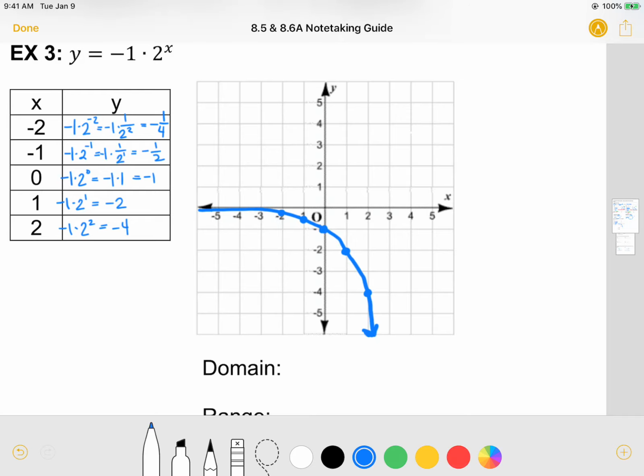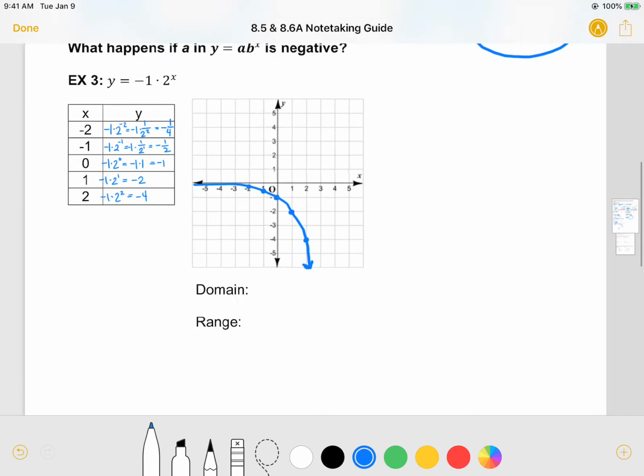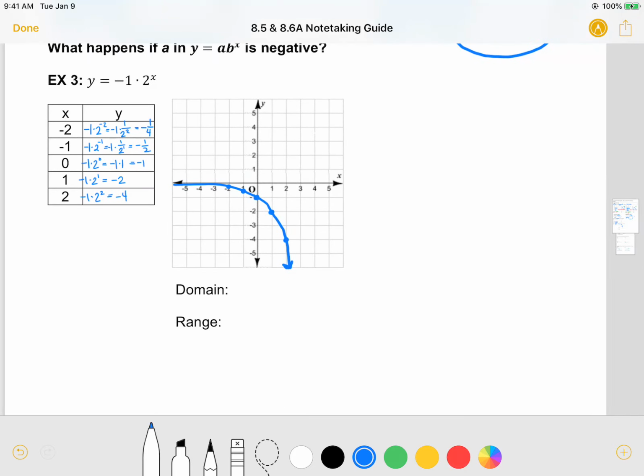Okay? So the domain and range are going to be a little bit different. Remember that the domain is our x, so the graph still is going to continue to go right and left forever. So the domain is going to be all real numbers. Okay? But for the y, the range is going to change a bit.